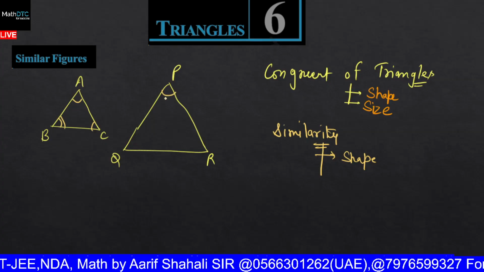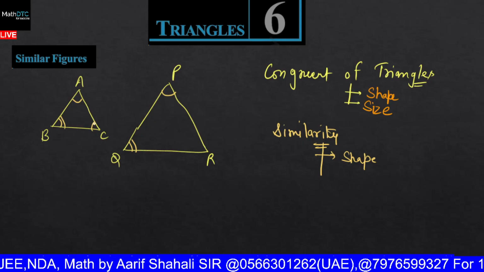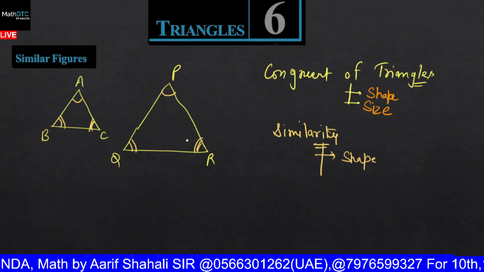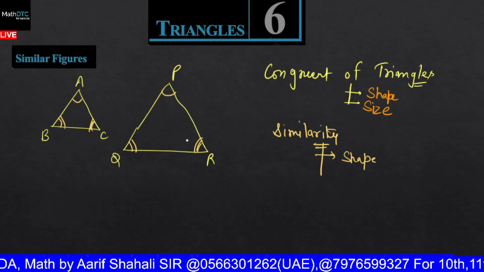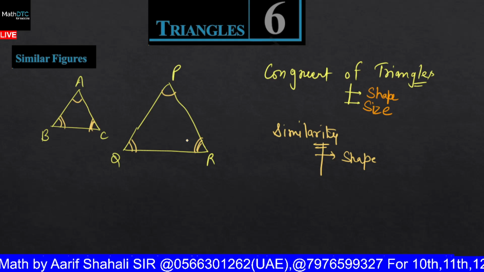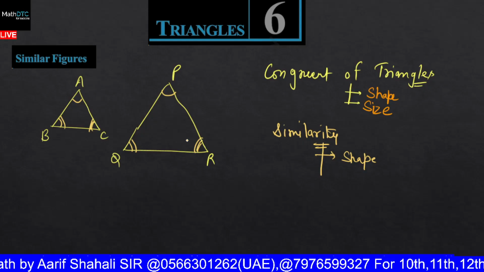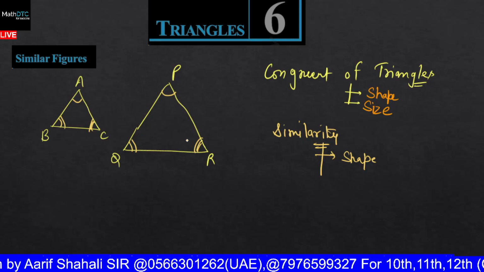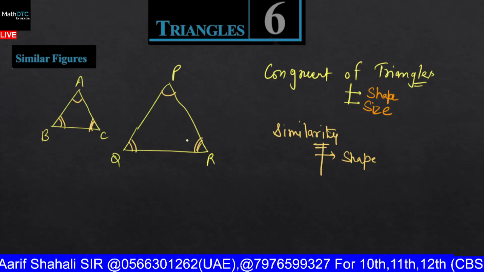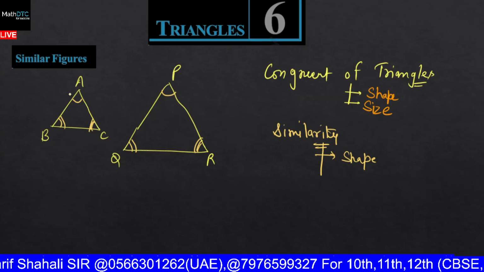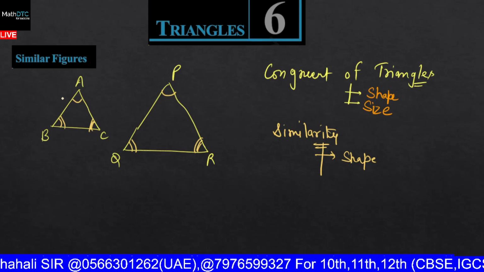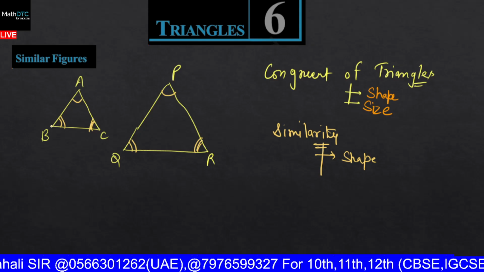Angle A is equal to angle P, angle B is equal to angle Q, and angle C is equal to angle R. When the angles are equal, we can easily say that the two figures are similar in shape, similar to each other. But the size, the measurement of the sides, is different, so we can observe that they differ in size.